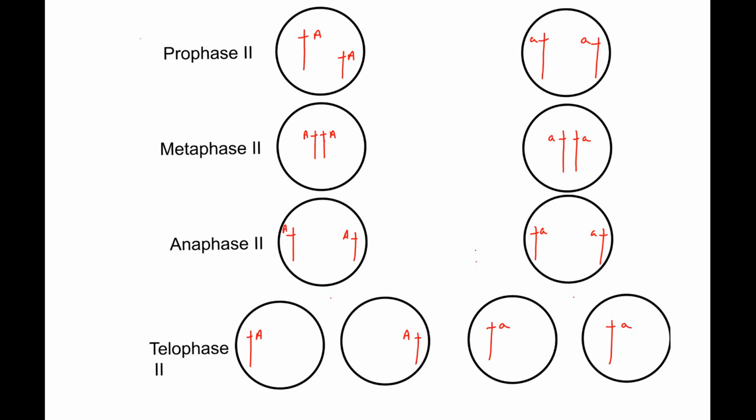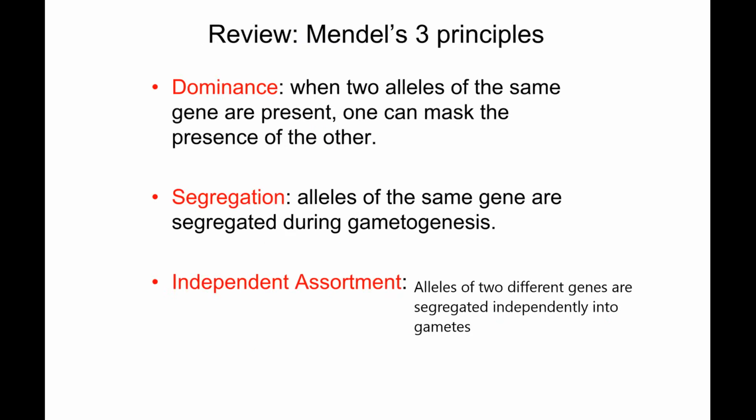These cells will go through meiosis II, and each daughter cell will be haploid with only one copy of this gene. You could draw this in a Punnett square to predict the possible phenotypes when these gametes come together with other gametes during fertilization. The principle of independent assortment states that alleles of two different genes are segregated independently during the formation of gametes.